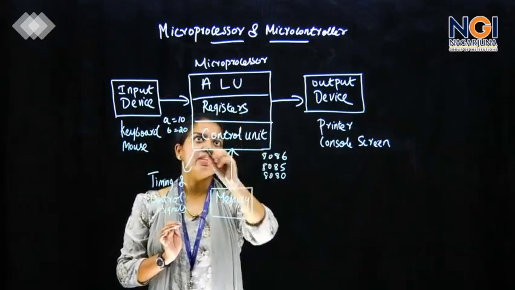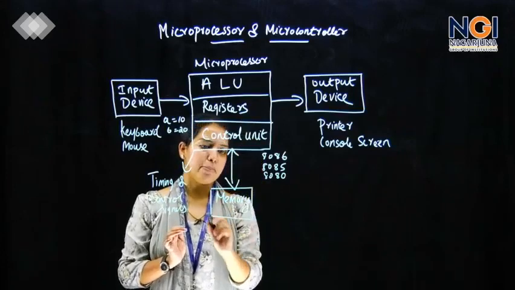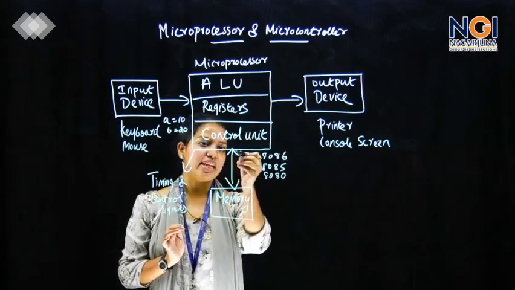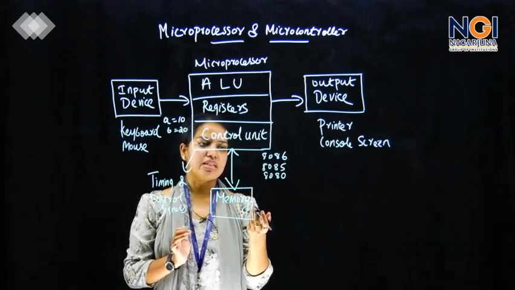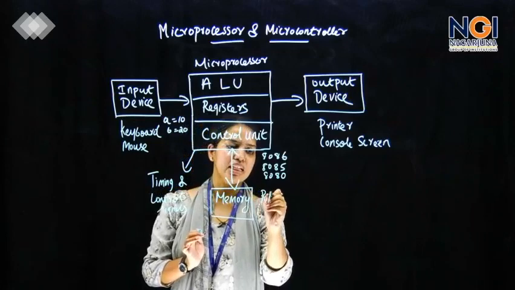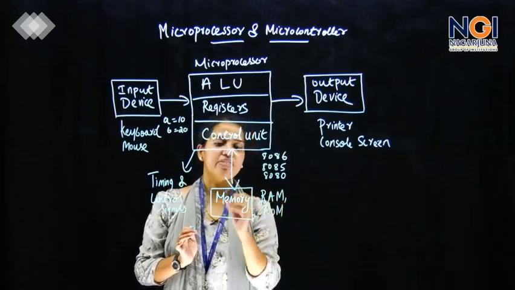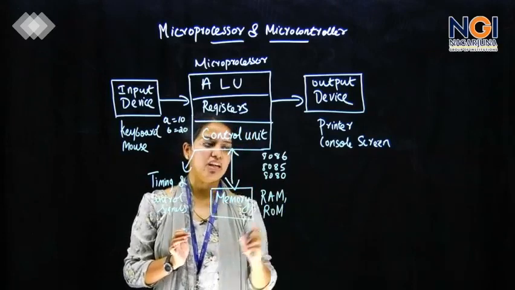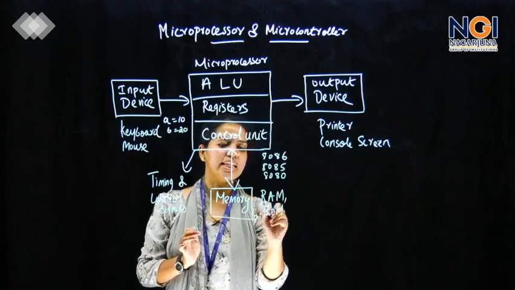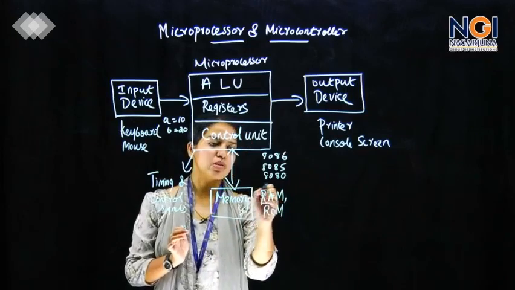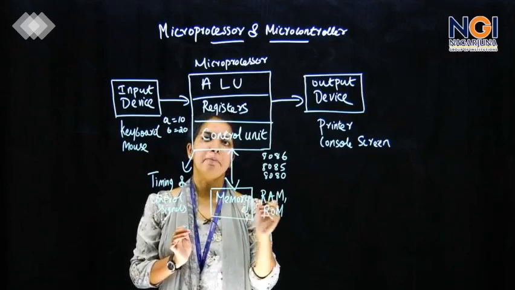Once everything has been calculated here, next it has to interface with the memory, because memory is the section where it has to store the data permanently. The different memories we have seen are RAM and ROM. These are the main memories where your data is stored. RAM means random access memory and ROM is read only memory. RAM stores the data temporarily and ROM stores the data permanently.